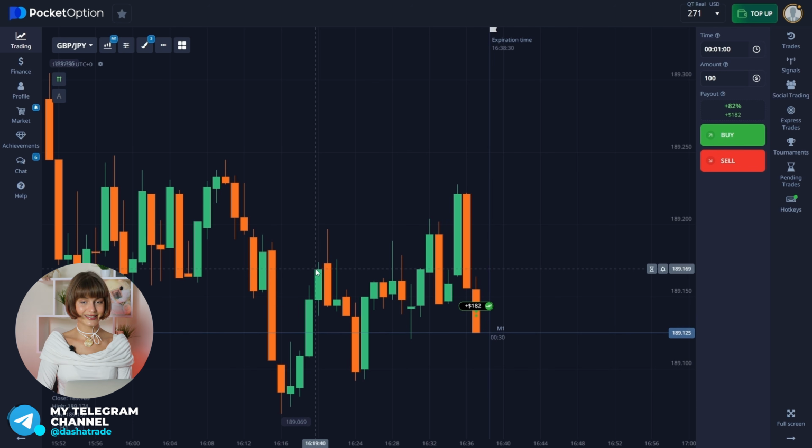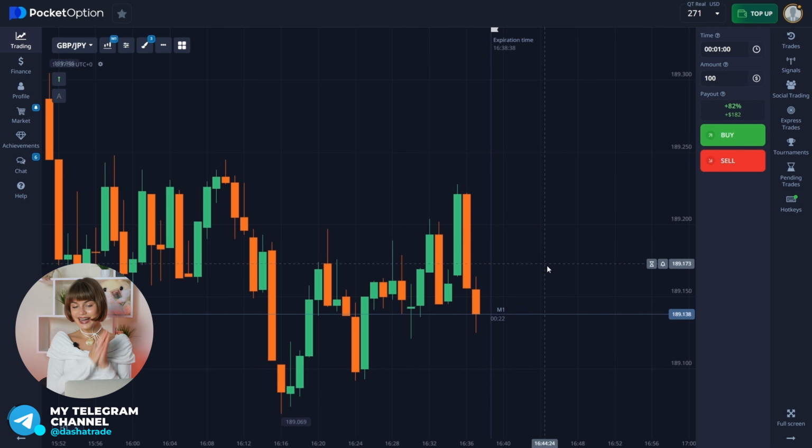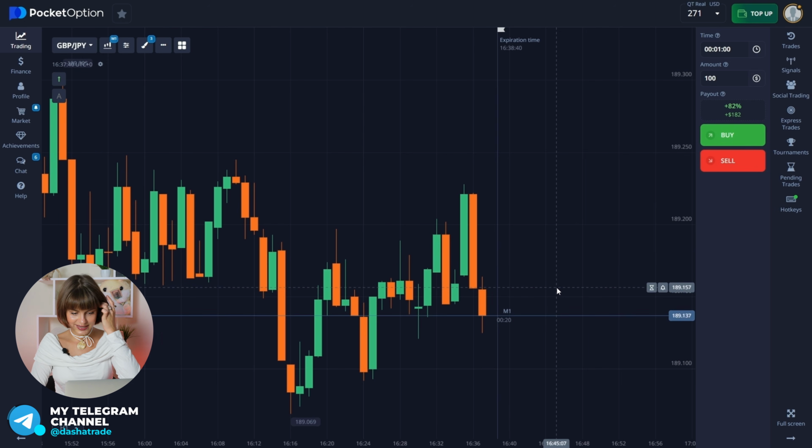The trade closed in a profit! Great result! Look at this impulsive movement that occurred as soon as the price entered this level. An excellent result! My balance is already $271.